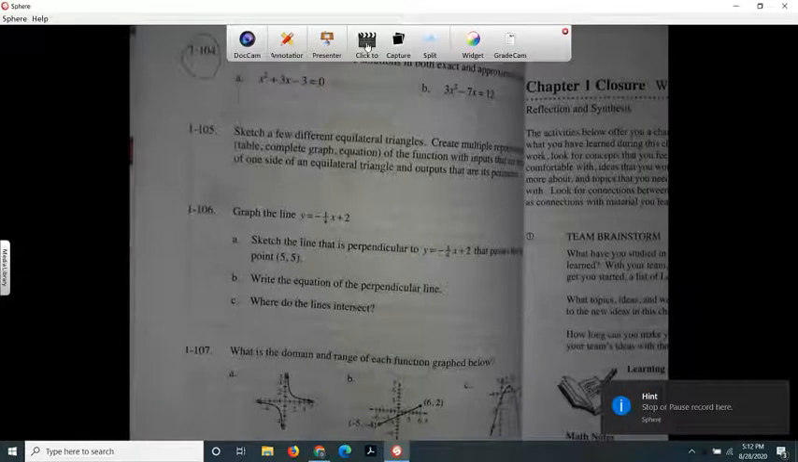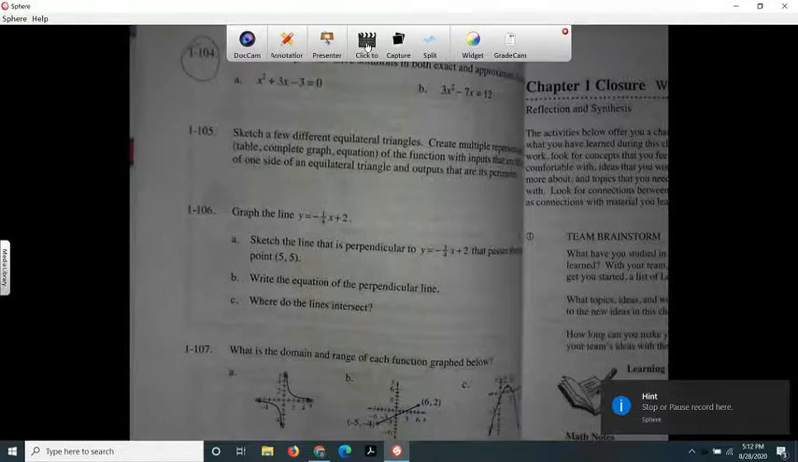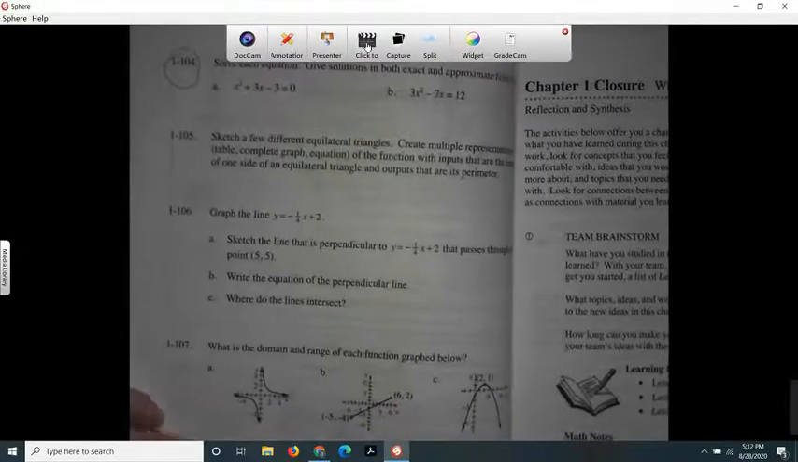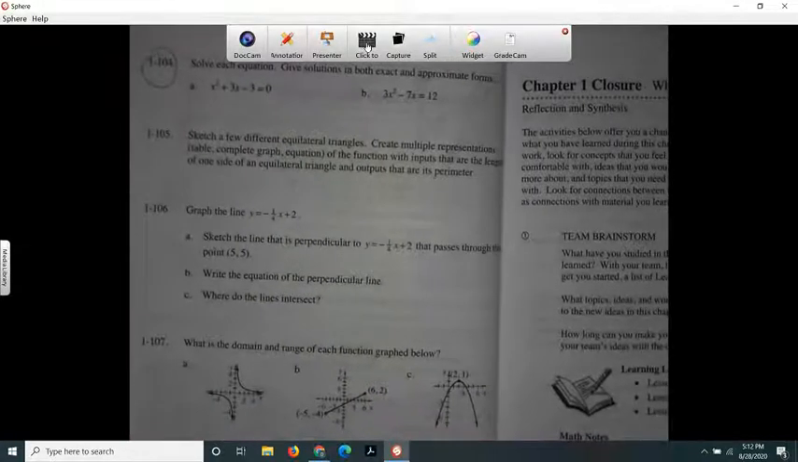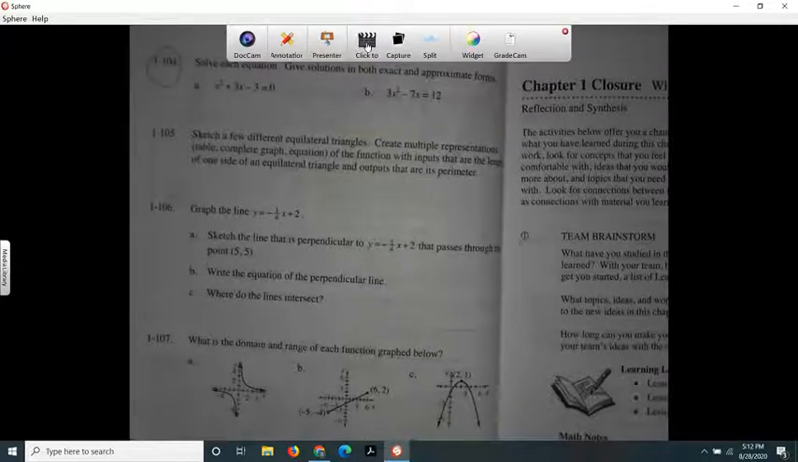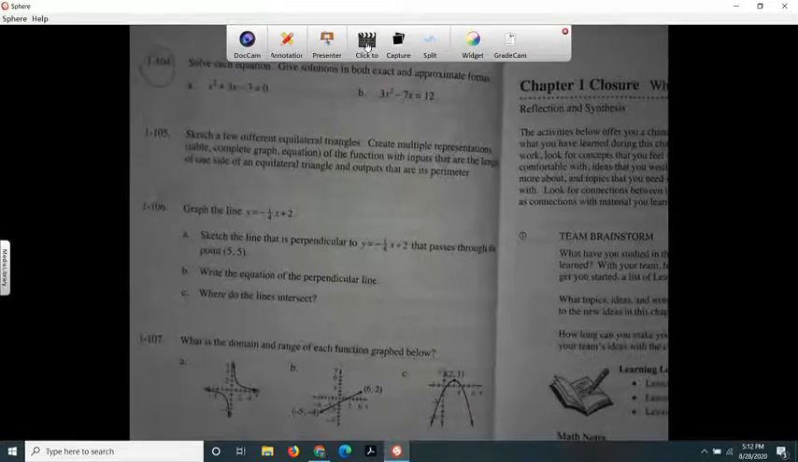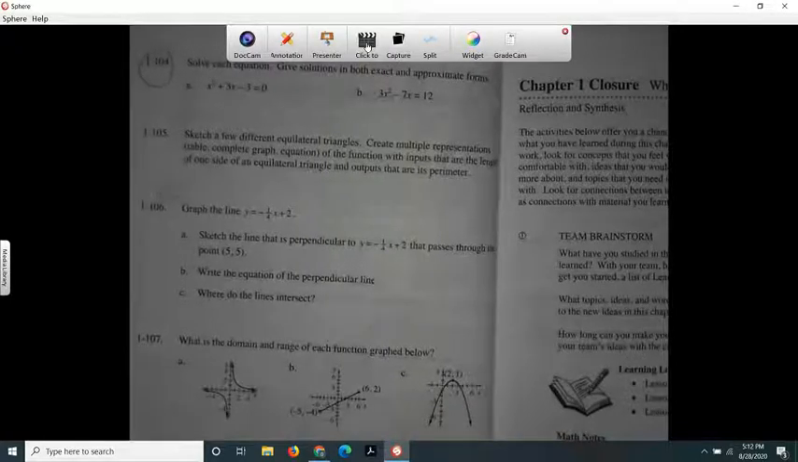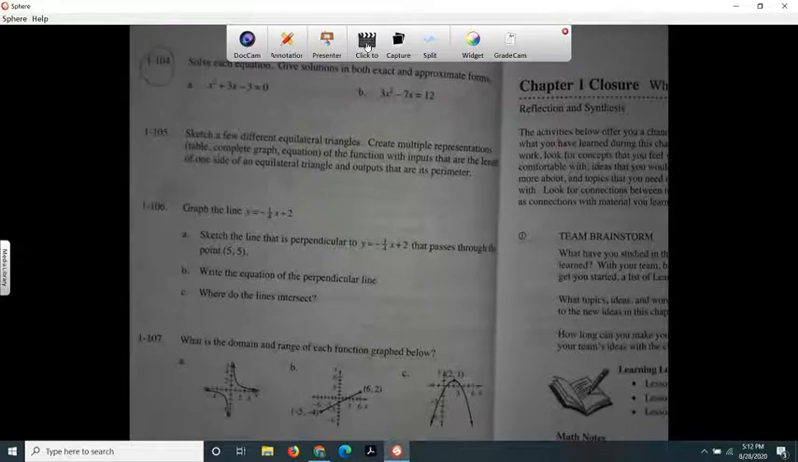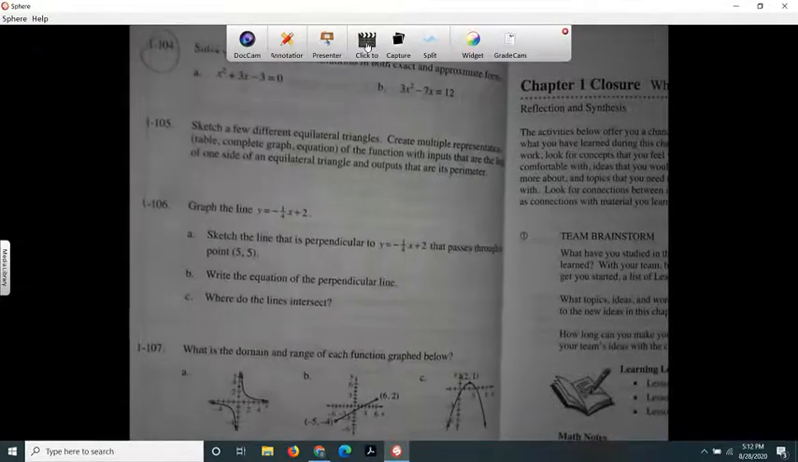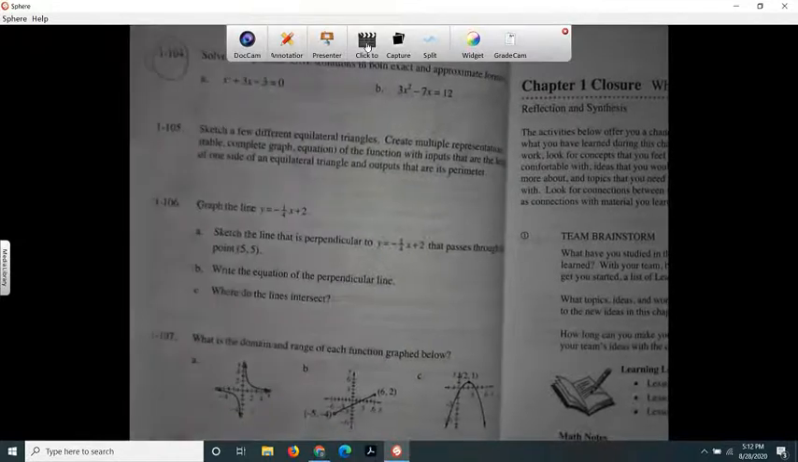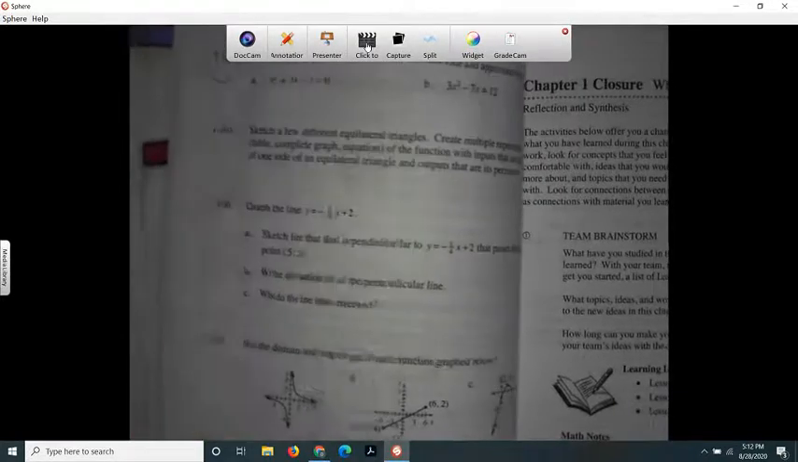1-05, it says sketch a few different equilateral triangles, create multiple representations, a table, a complete graph, and an equation of the function with inputs that are the length of one side of an equilateral triangle and the outputs that are the perimeter. Let's take a look at this. So it wants a few different equilateral triangles. I'll start out with that.